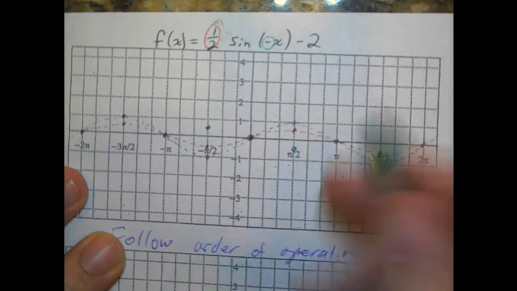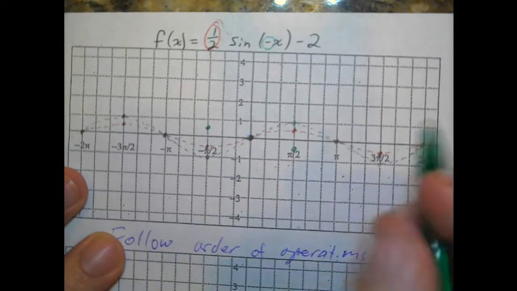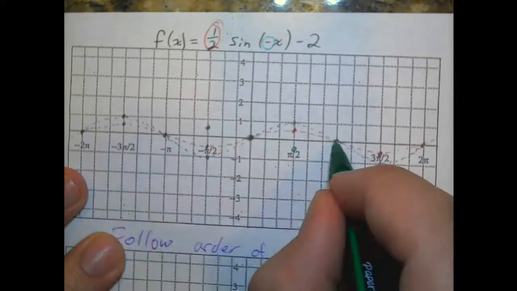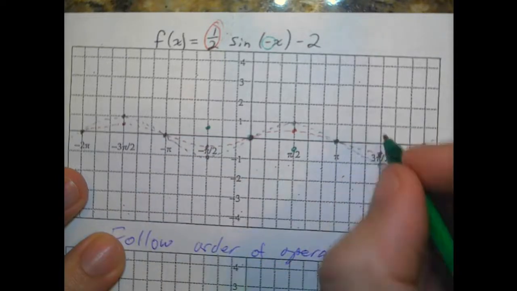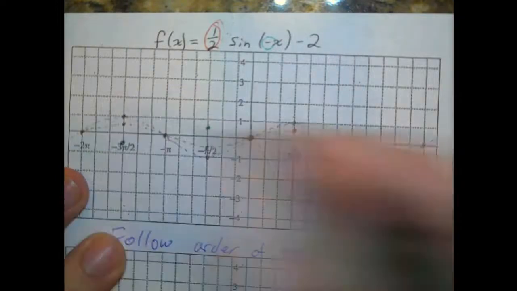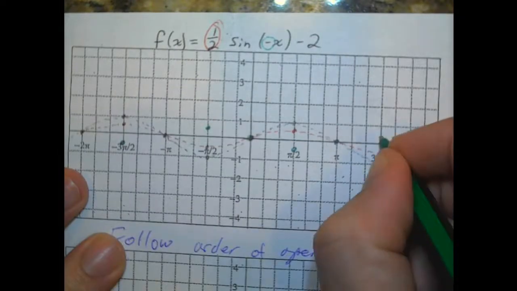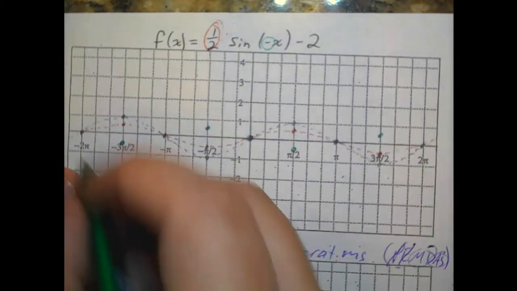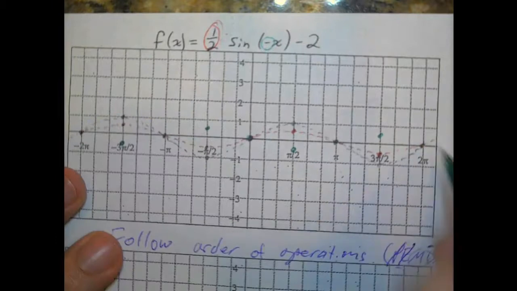So essentially what this does is it reflects it over the y-axis. So that will stay there because negative pi times negative 1 is pi. This will move all the way over to negative 3 pi over 2. Negative 3 pi over 2 will move to 3 pi over 2. So I'm reflecting everything over the y-axis. Once I do that, it will look like this.